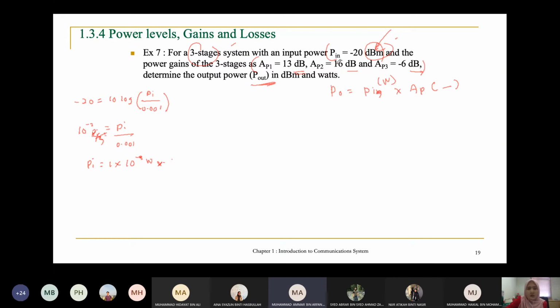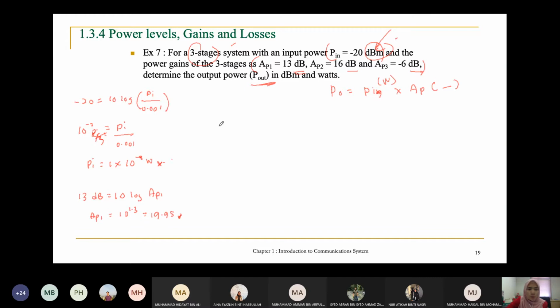And next, you can convert AP1, AP2 and AP3 from dB into absolute values. So this 13 dB is equals to 10 log AP1. So AP1 is equals to 10 to the power of 1.3. Okay, so you will get 19.95.